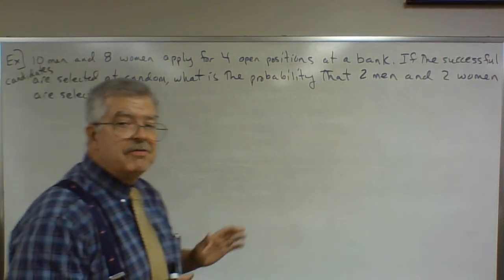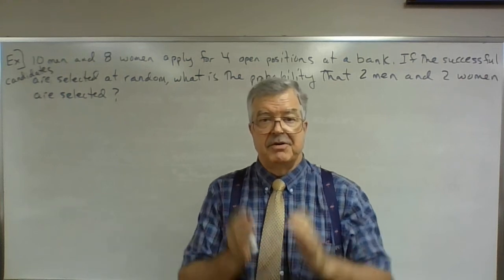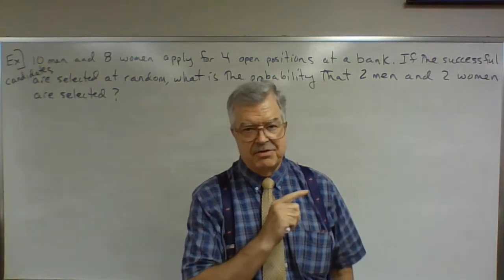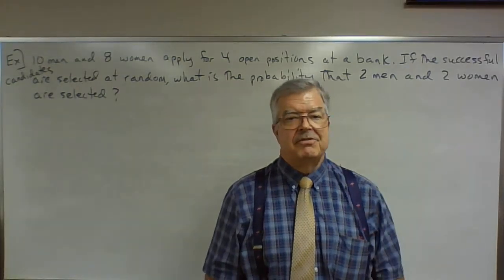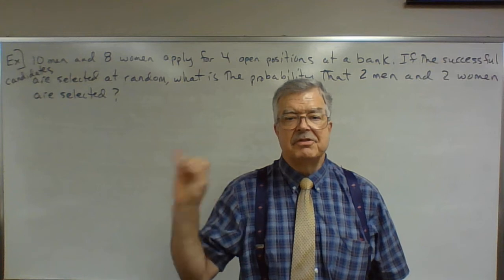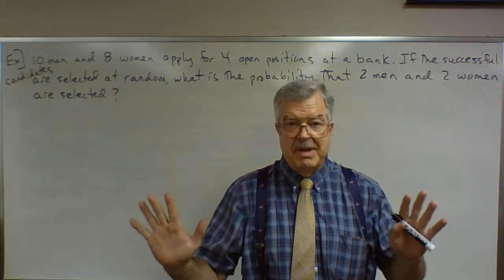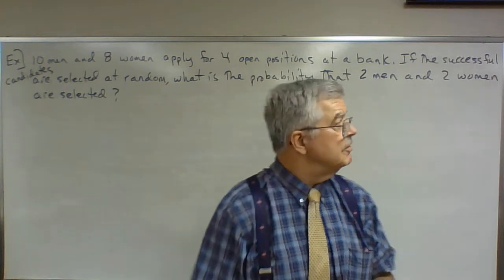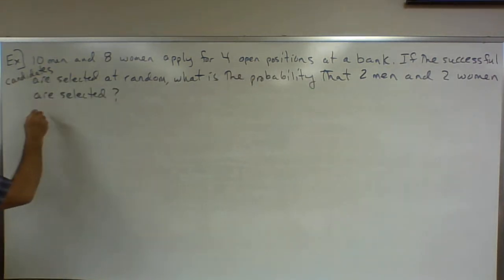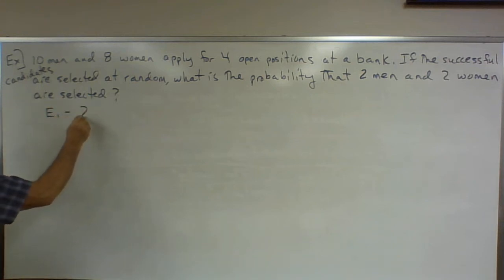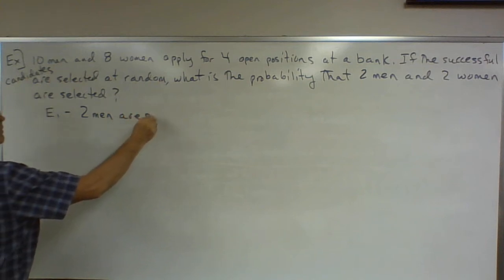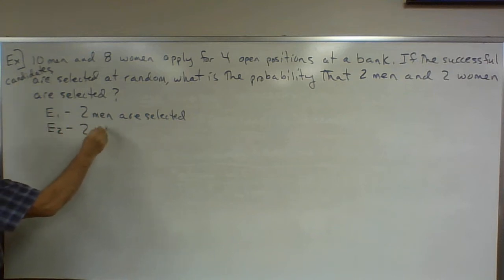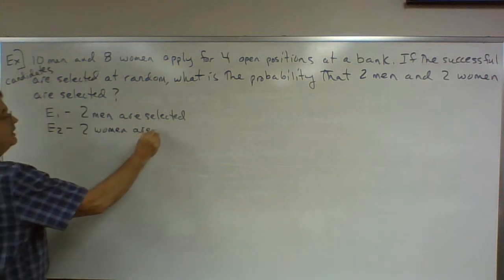Well, let's see. First of all, notice that the order of selection is irrelevant. It doesn't matter who gets selected first, who gets selected second, who gets selected third, and so forth. The only thing that matters is they get selected. So a person is either selected or they're not selected. The order doesn't matter. So we're talking about combinations here, not permutations. Let E1 be the event that 2 men are selected, and let E2 be the event that 2 women are selected.